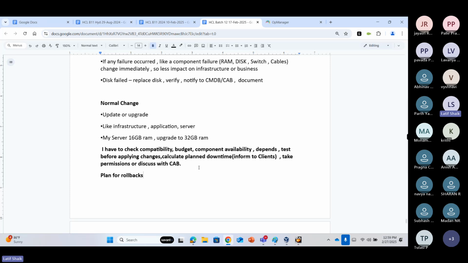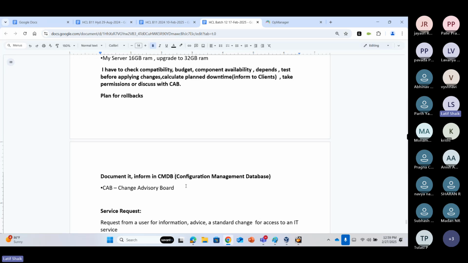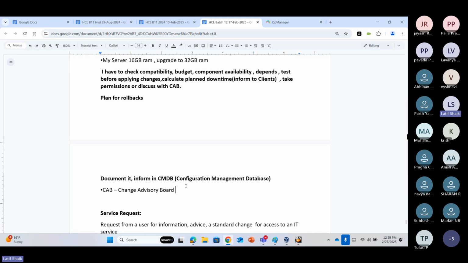You have to confirm that after changes there are no fallbacks. No fallbacks means no rollbacks. Fallback means failure of change. Failure of changes should not occur. If it does occur, on the safe side, you have already planned for rollback, so you can roll back to the previous condition. That is why you plan for rollback, but never do rollback. Safer side only, planning is important. And document it, inform it in a CMDB, configuration management database.